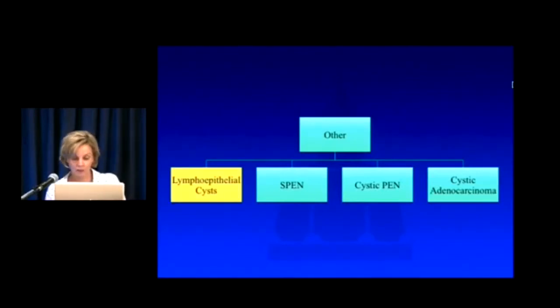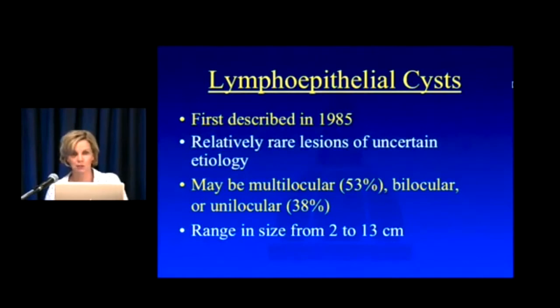So lymphoepithelial cysts, very interesting cysts. First described 1985. So obviously they didn't start happening in 1985. They were classified as something else before that. But in 1985 they characterized them as a separate cystic lesion. They're relatively rare lesions.